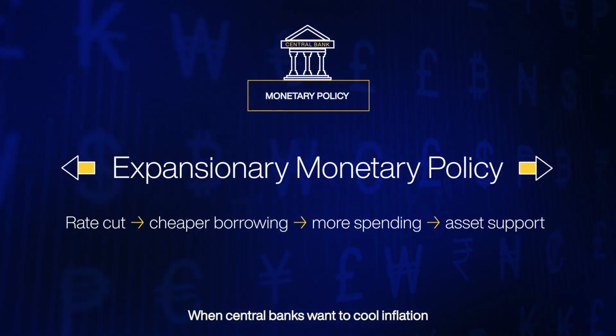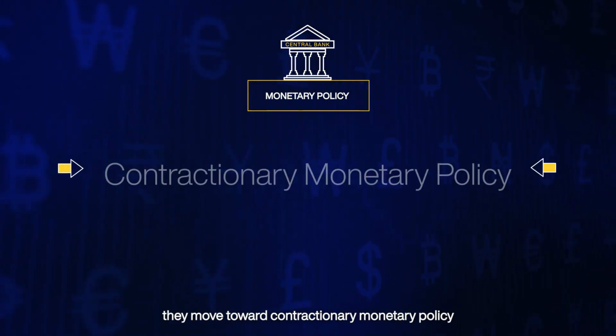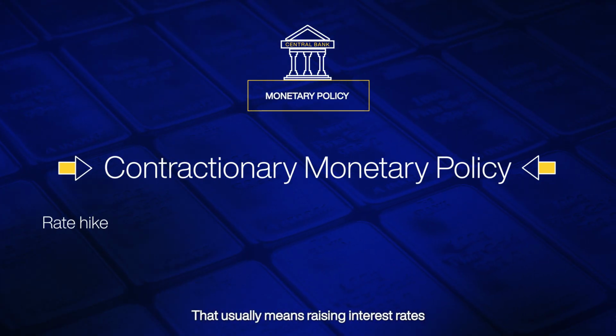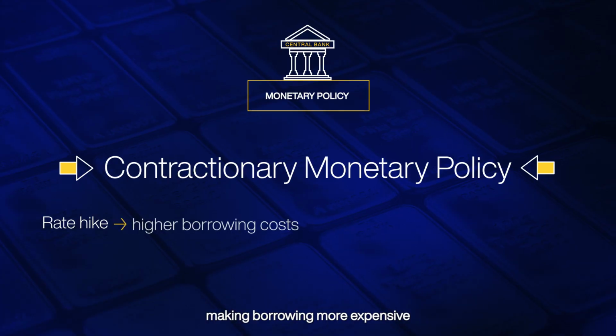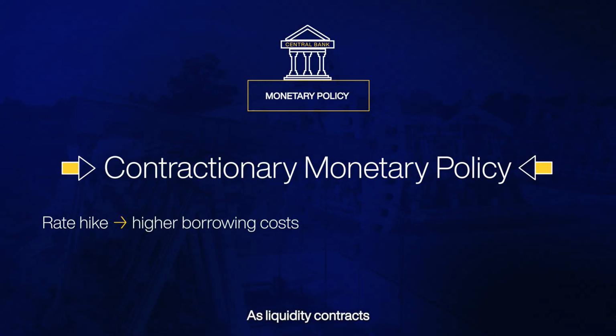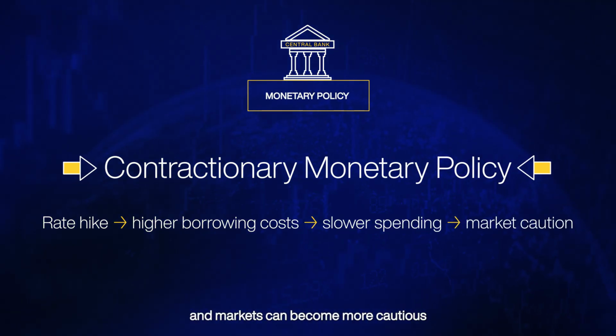When central banks want to cool inflation or slow an overheating economy, they move toward contractionary monetary policy. That usually means raising interest rates, making borrowing more expensive, and tightening financial conditions. As liquidity contracts, spending and investment often slow, and markets can become more cautious.